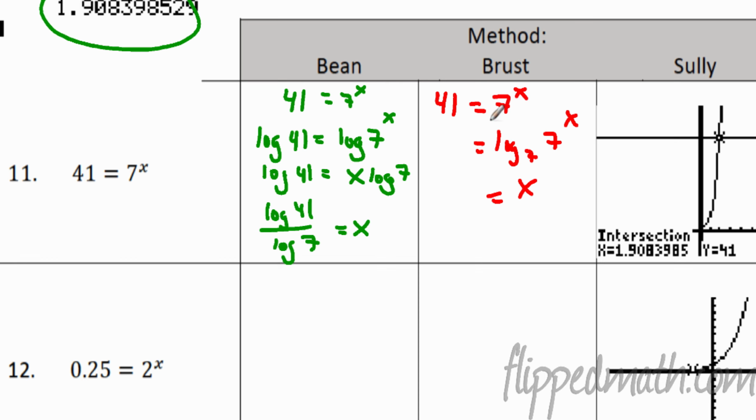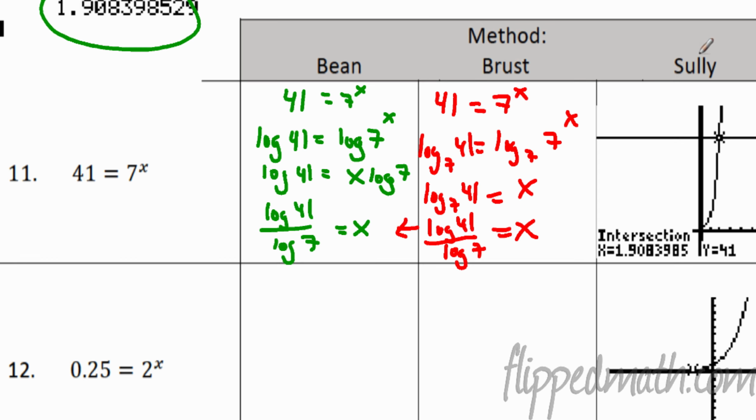Okay, well, let's back it up a little bit. So back to here. I took log base 7 of this side. I have to take log base 7 of this side as well. So this is the Bruss method. We're going to take the log base 7. It's going to make those cancel. You get an x. So x here is going to equal log base 7 of 41, which you know is the same as the log of 41 over the log of 7. Guess what? You get the same answer doing it that way. That's the same as the Bean method.